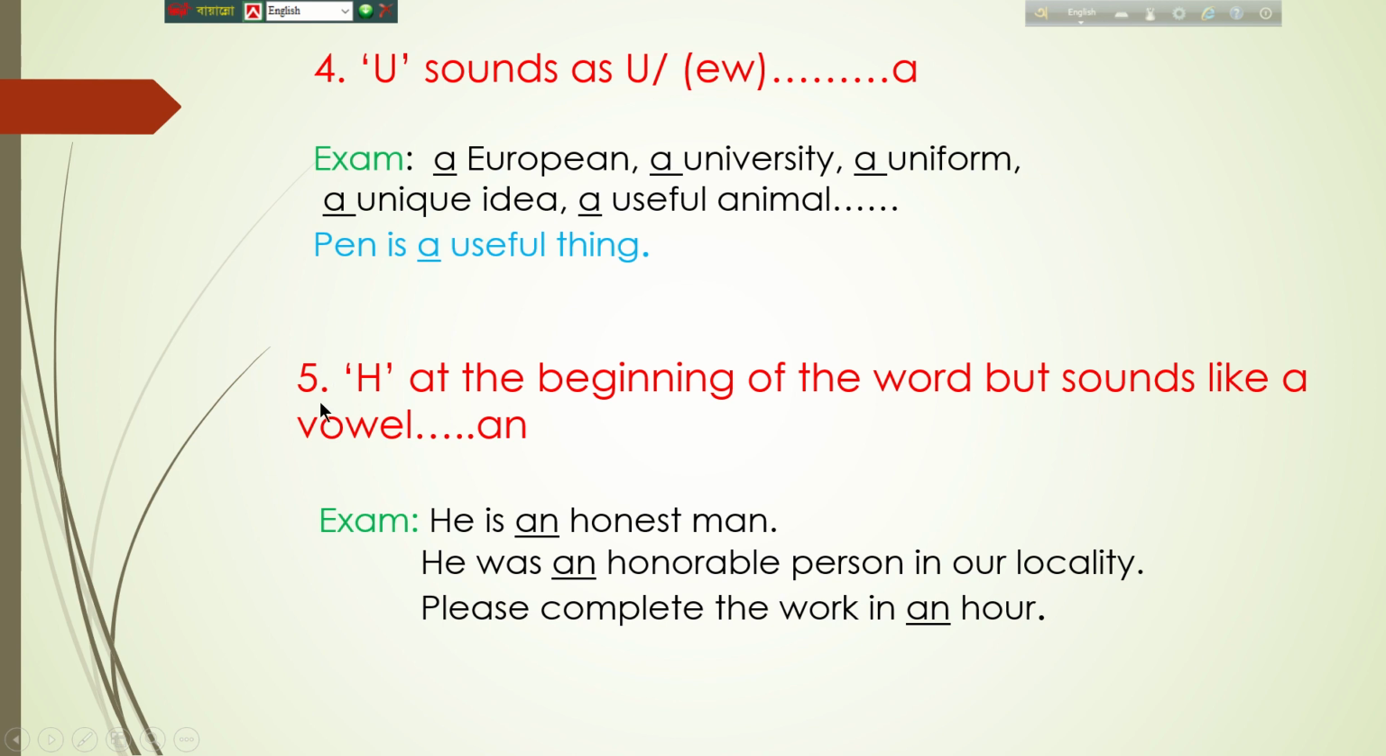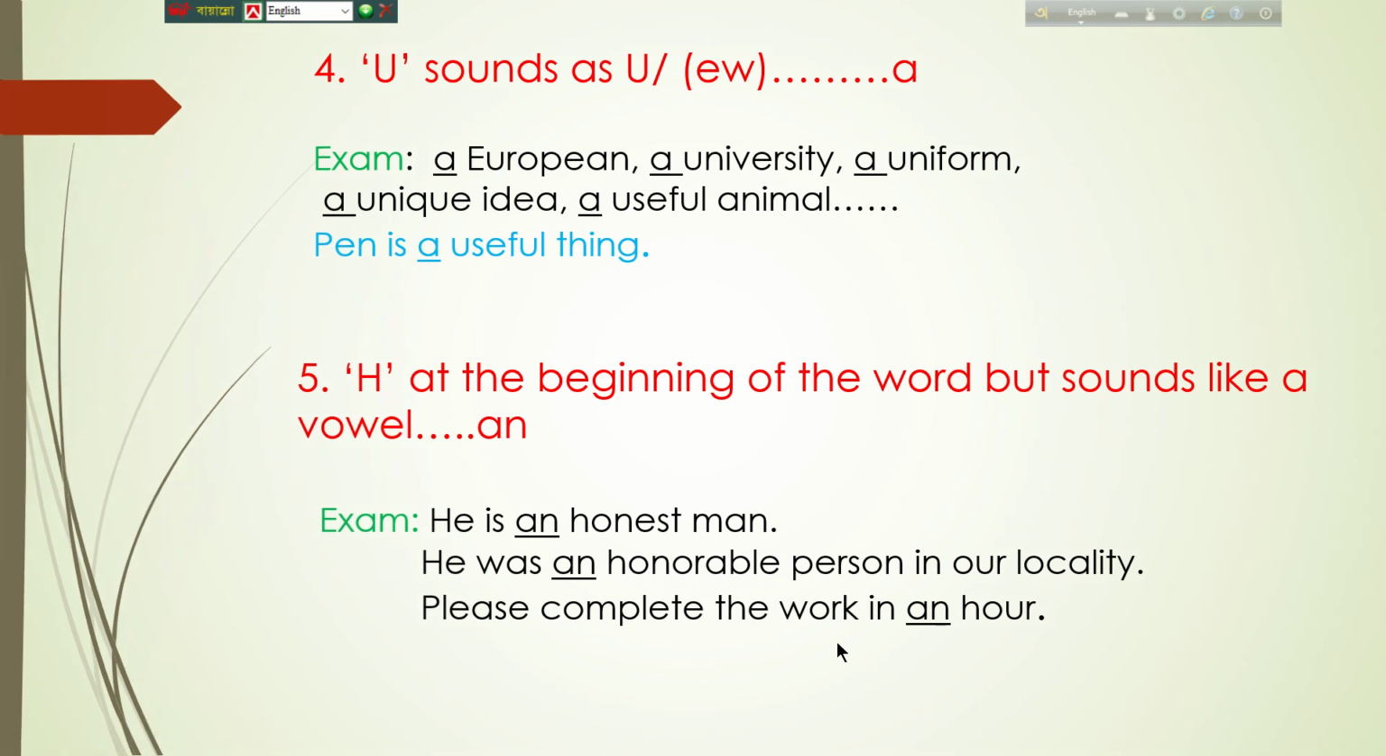Let's see the next rule. Rule 5. H is at the beginning of the word, but sounds like a vowel, then you have to use an. Let's see the example. He is an honest man. Honest. The first letter of this word is H, but this H sounds like a vowel. For that reason, we use an here. Let's see another example. Please complete the work in an hour. Not hour with an H sound, it's 'our'. For that reason, we use an here. Clear?